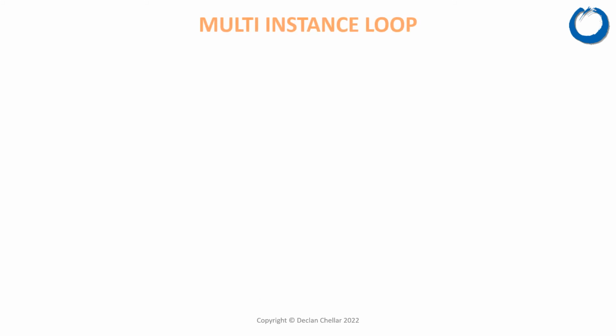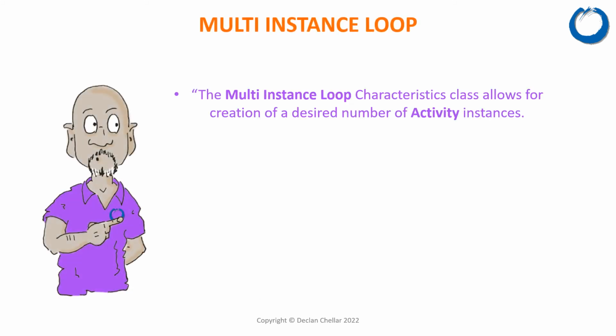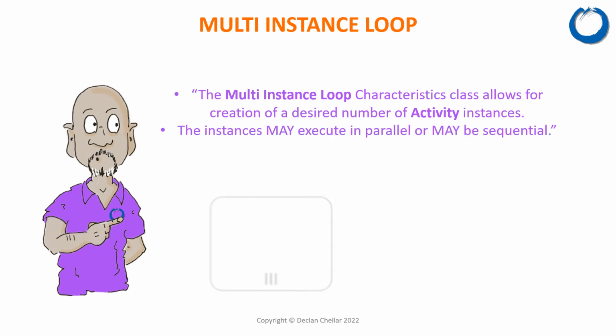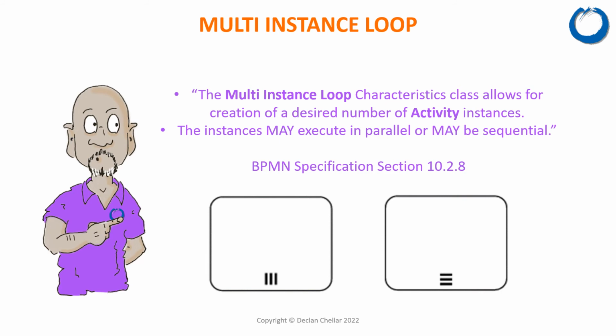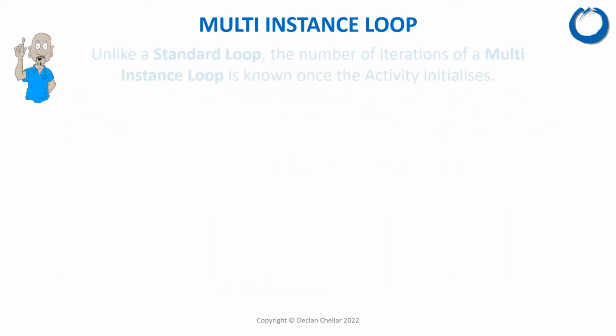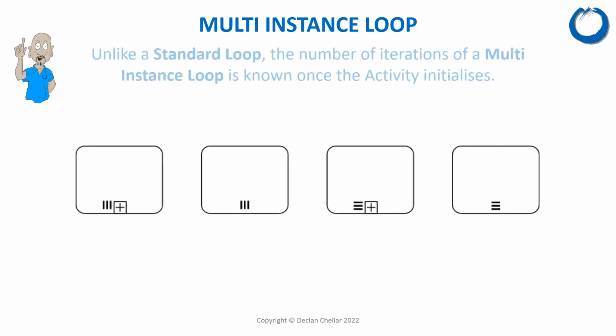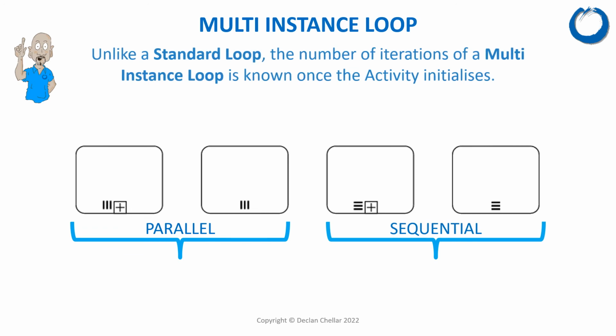Multi-instance loop. The multi-instance loop characteristics class allows for creation of a desired number of activity instances. The instances may execute in parallel or may be sequential. Unlike a standard loop, the number of iterations of a multi-instance loop is known once the activity initializes.